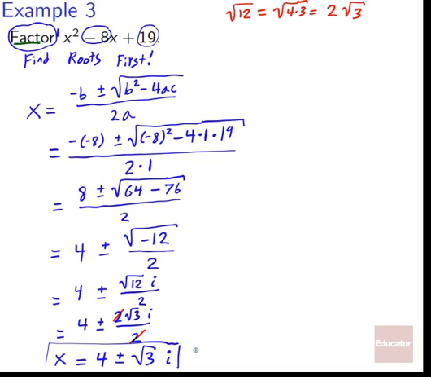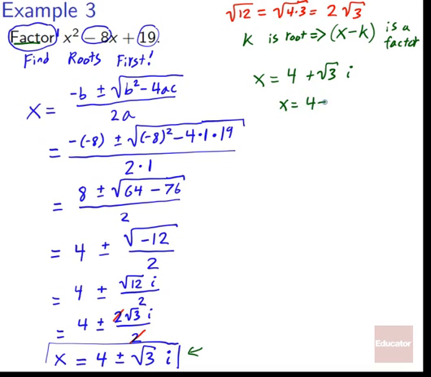So if we know that our roots are 4 plus or minus root 3 i, remember, if you know k is a root, then that tells you x minus k is a factor. So in this case, our roots are x equals 4 plus root 3 i and x equals 4 minus root 3 i. Which is good because they came as a conjugate pairing there, right? So those are both of our possibilities. Those are both of our factors, x minus k.